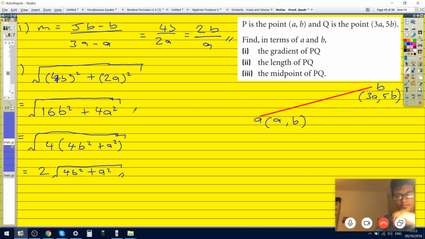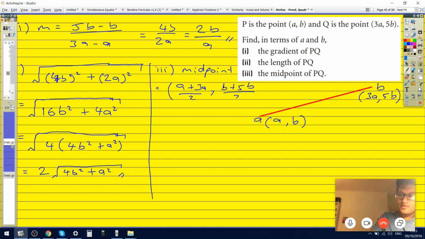Okay. And next one. Yeah, so the midpoint of PQ. So the y values: 5b plus b is 6b. 6b divided by 2 is 3b. And 3a plus a is 4a. 4a divided by 2 is 2a. Coordinates would be 2a, 3b.